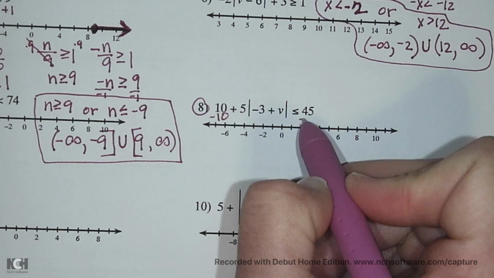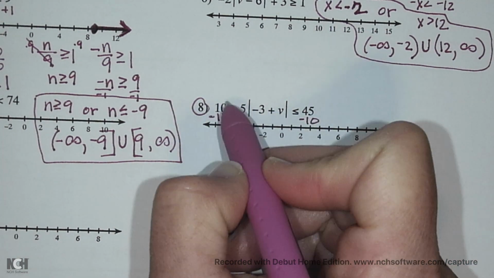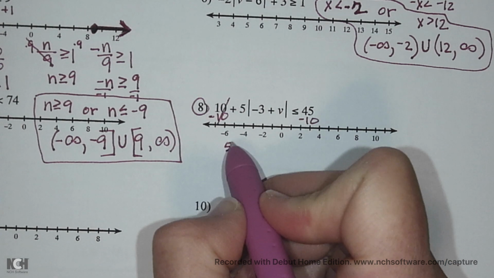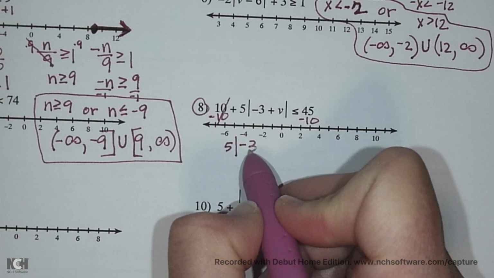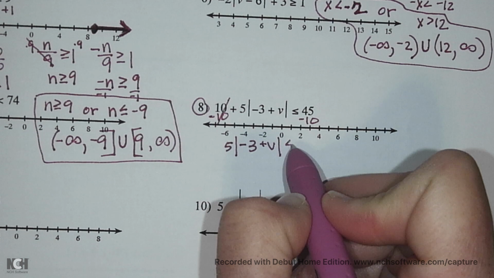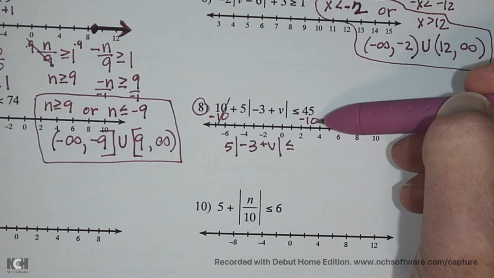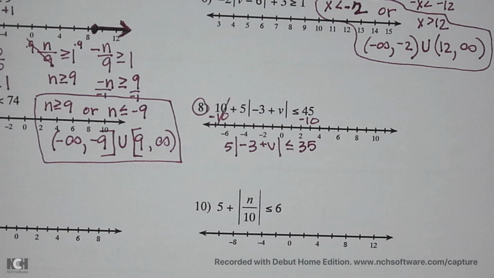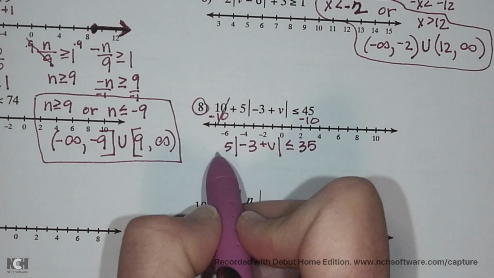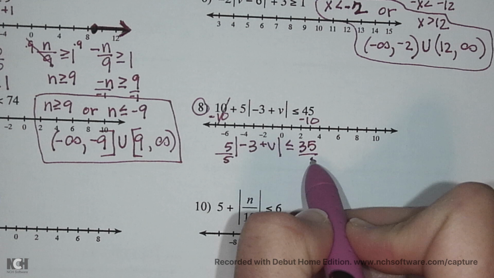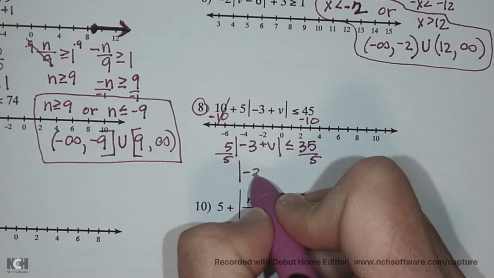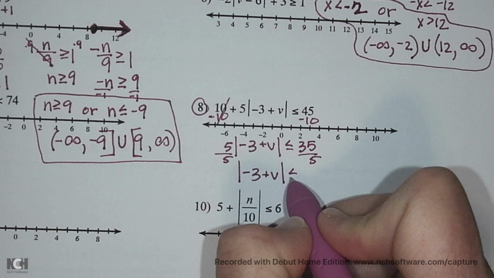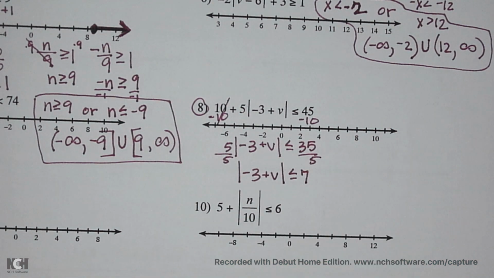Let's subtract it away. So 10 minus 10 is going to be 0, so I'm just going to cancel that out. And that leaves me with 5 times the absolute value of -3 plus v, less than or equal to 45 minus 10, that's 35. Now we've got to get rid of that 5 by dividing it, which leaves us with the absolute value of -3 plus v is less than or equal to 7.